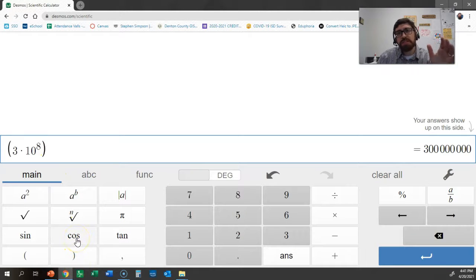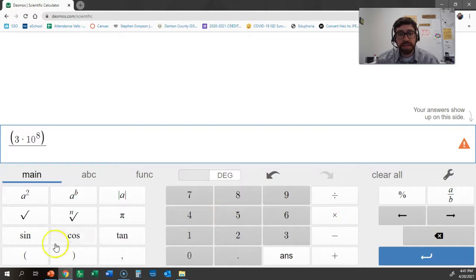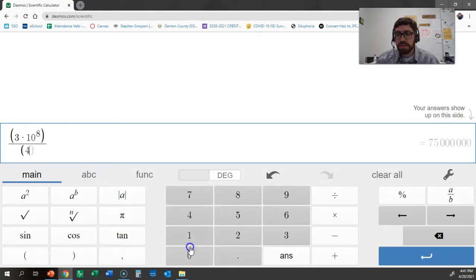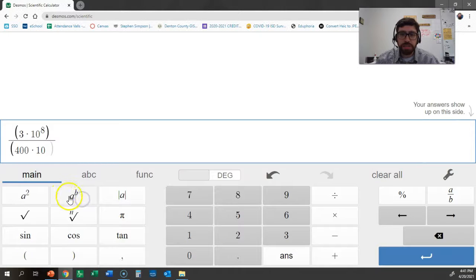I need the parentheses there because I need this calculator to know that is one number. And it is one number. It's a number that's expressed in scientific notation. 3 times 10 to the 8th divided by 400 times 10 to the negative 9th. Once again, parentheses, 400 times 10, and then I'm going to the a to the b button to get an exponent up here, and then times 10 to the minus 9.